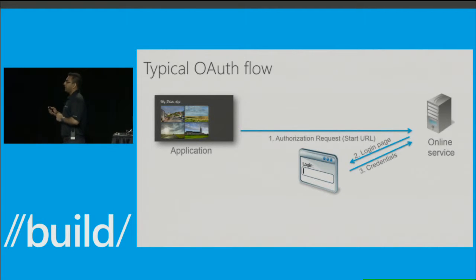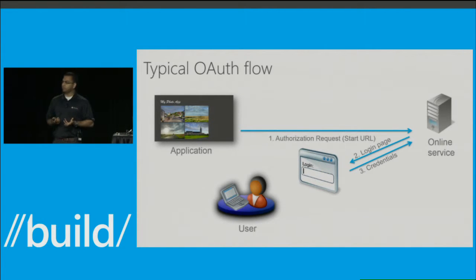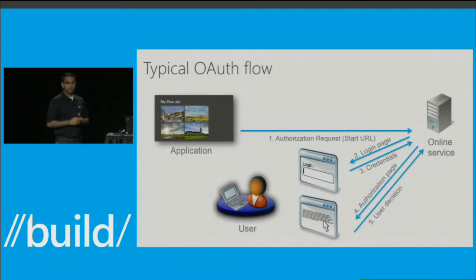So then the user is faced with a login form. They enter their username and password. Once successfully authenticated, that's the authentication piece, right? The next stage is the authorization stage. So this is where the online provider goes and says, hey user, this app's actually trying to gain access to your private information, your personal information, your photos, your contacts, things like that. Are you okay with it? And the user makes that decision.